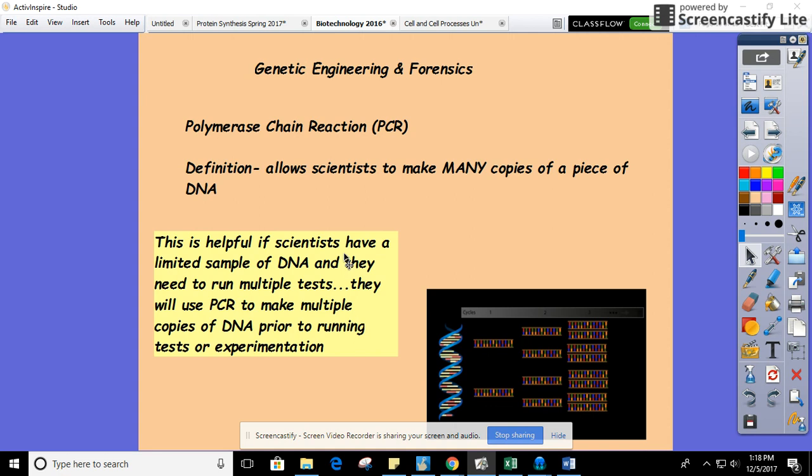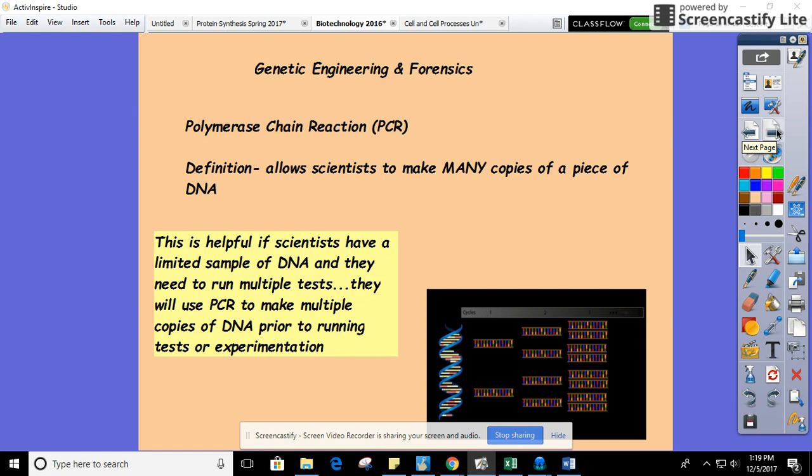And just taking a look at genetic engineering and forensics, there's times when we collect a small sample of DNA and we need to run multiple tests. So there is a process that's been developed called the polymerase chain reaction, or PCR. You can think of it as making millions of copies of one DNA. So if you're at a crime scene and find a small sample of DNA, they're going to make many copies of that DNA prior to running any tests or experimentation.